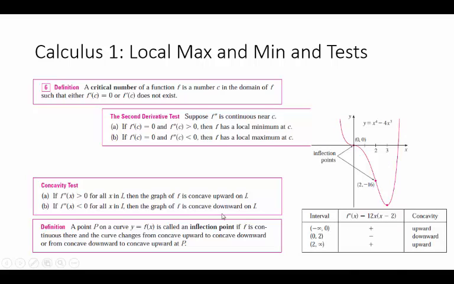So this is an example where x is equal to 0 and x is equal to 2 are when the second derivative is equal to 0, and we see changes in concavity between those intervals. This is not the local maximum or minimum test. It's not the second derivative test.